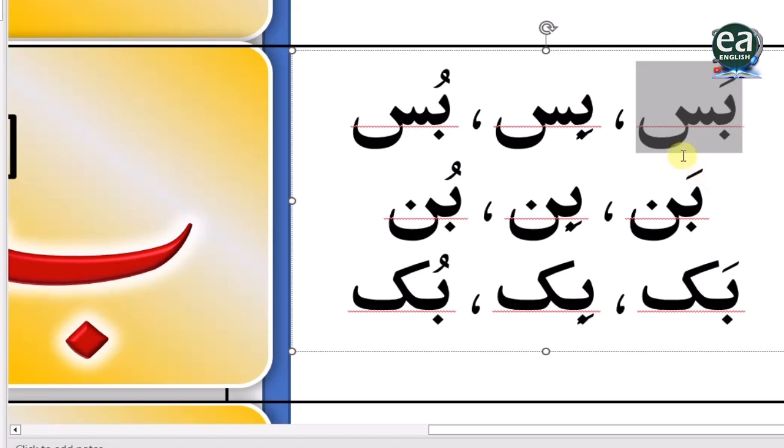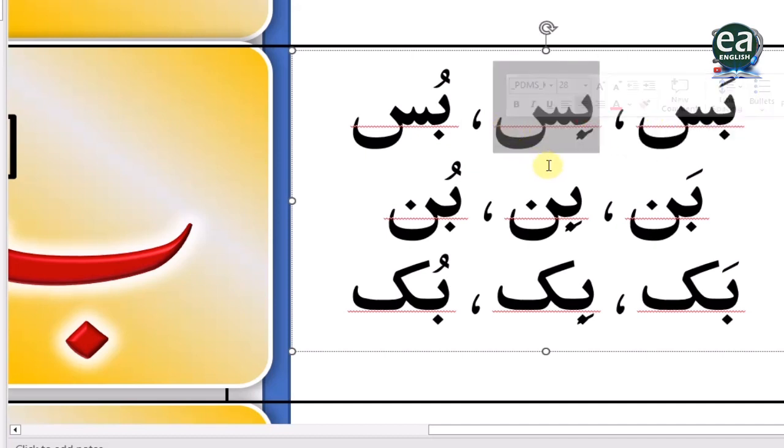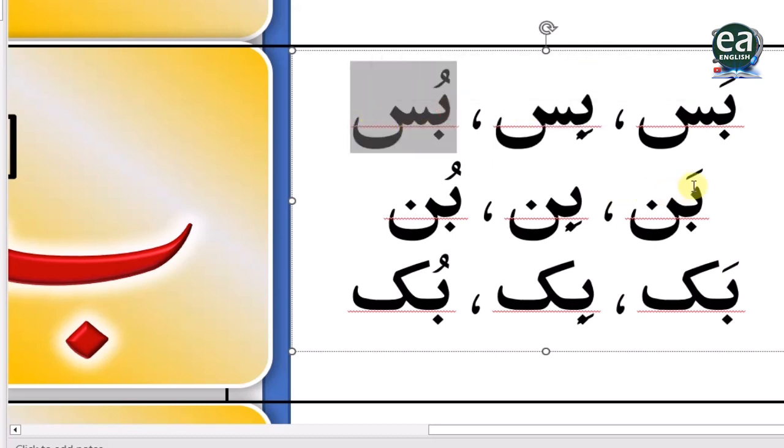Now please read this for me. Base a bus in bus and base air seen base, bay pesh seen bus. Okay, now come down. Base a noon bun, base air noon ben, bay pesh noon bun. Bepesh Bun bin bun. These three words are executable in our language.